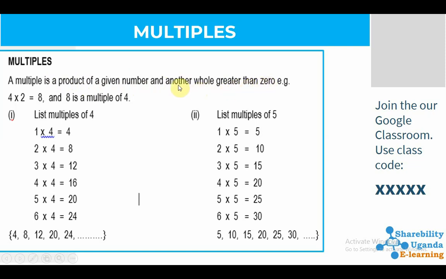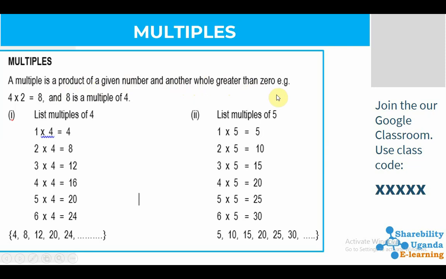That means when they talk of numbers, we are going to be dealing with numbers. When they talk about product, we are dealing with the product of those numbers. In our earlier videos, we said when they talk about product, they mean multiplication, they mean times. So here, a multiple of a number is the multiplication of a given number and another whole number greater than 0.